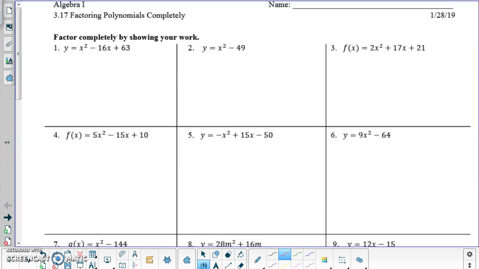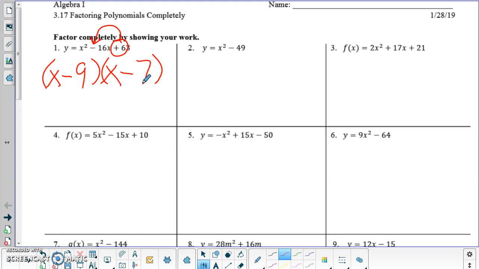Number one is a quadratic trinomial, so this is when we factor with parenthesis times parenthesis. My first terms have to multiply to x squared, so x times x. I look at the signs. Because the 63 is positive, but I want the two numbers to add to negative 16, it's minus minus. Two numbers that multiply to 63 and add to negative 16 are minus 9 and minus 7. And we're done.